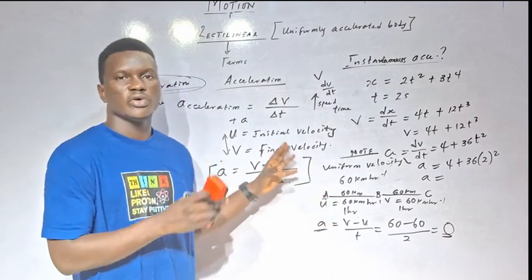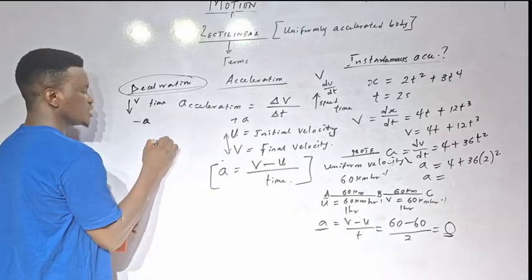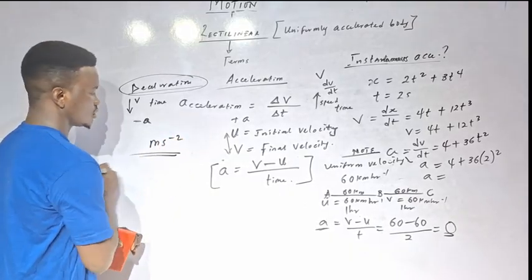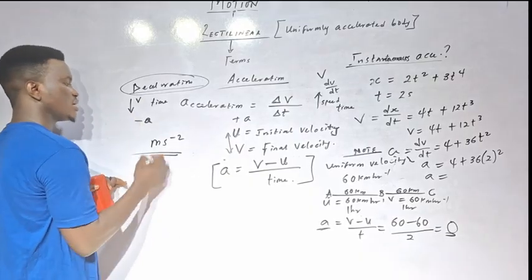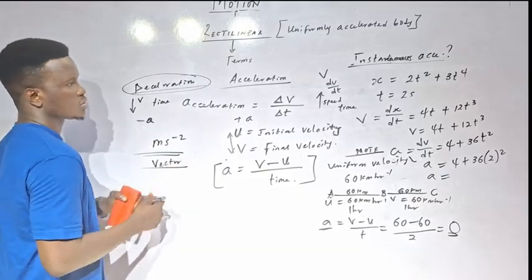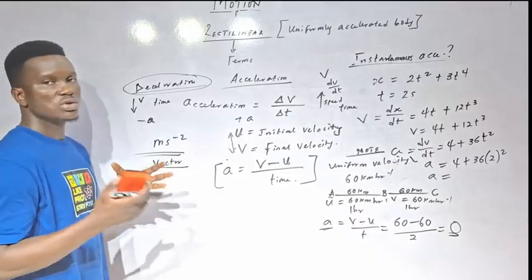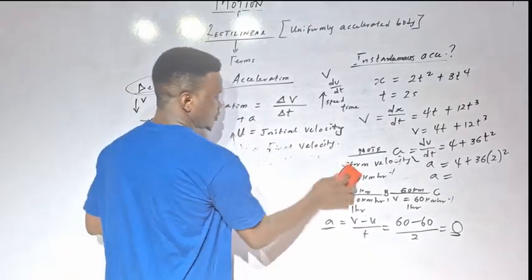Let's move on. So for acceleration, the SI unit is meter per second squared. That's the SI unit for acceleration, meter per second squared. And acceleration is usually treated as a vector quantity. So there's an argument on that, but it's usually treated as a vector quantity. So let's move on.